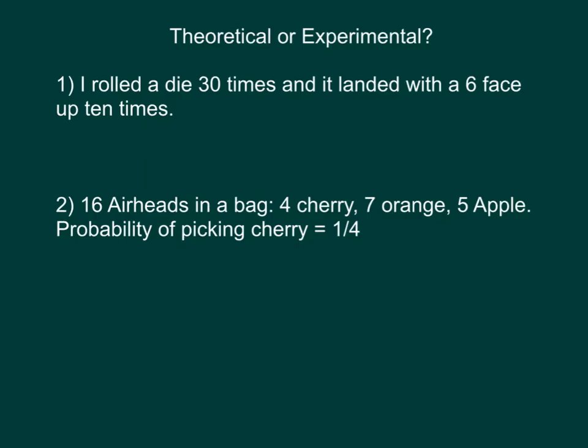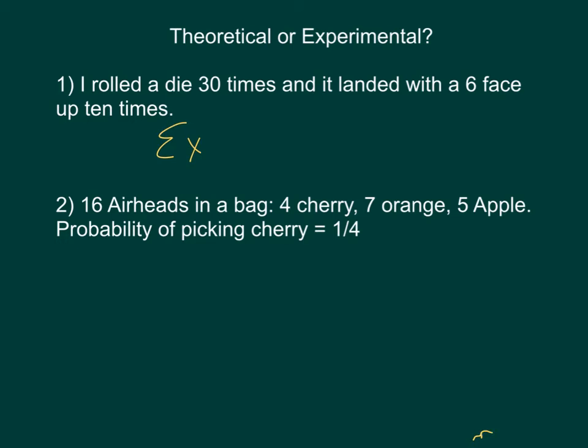Now that we know the difference between experimental and theoretical probability, let's look at a situation and determine whether it is a theoretical or an experimental situation. Let's look at the first example. I rolled a die 30 times and it landed with a 6 face up 10 times. This would be experimental.